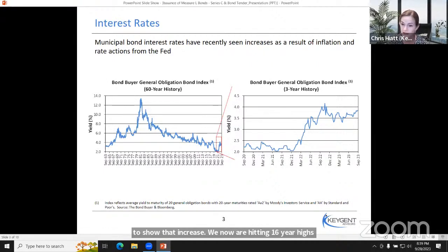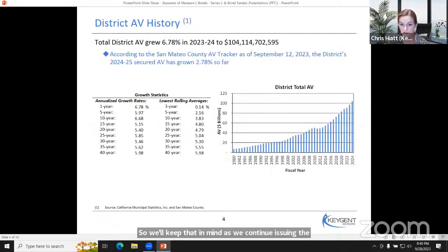And the Fed has indicated that there's likely going to be an additional rate hike, probably in December of this year, and rates will remain high, likely through the end of 2024. So we'll keep that in mind as we continue issuing the Measure L bonds and plan the remainder of the Measure L authorization. On page 4, I wanted to give you an update on your assessed valuation.